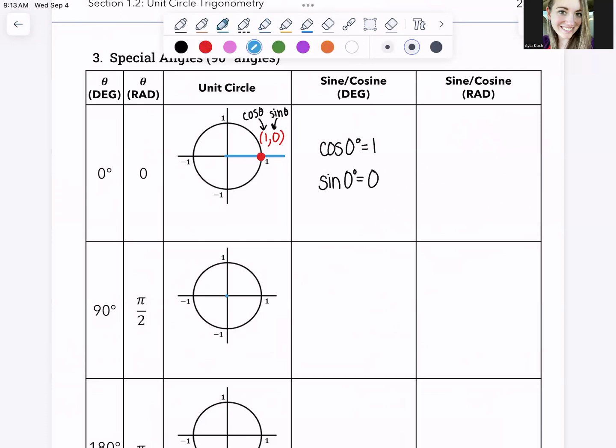Next, we're looking at a 90-degree angle. So a 90-degree angle hits right here. The x value is 0. The y value is 1. Again, the x value is cosine of theta. The y value is sine of theta. And it all depends on what theta is. And that's why it is of theta. In our case, theta is 90 degrees. This is a 90-degree angle right here. So we have cosine of 90 degrees is 0, and sine of 90 degrees is 1.